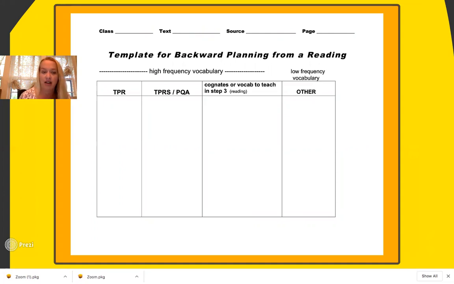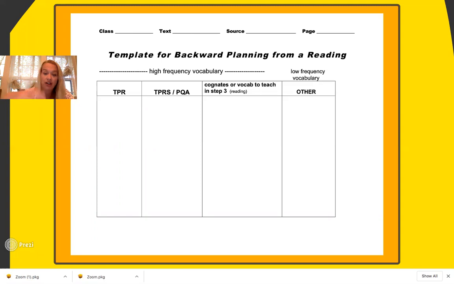The TPR column, total physical response, is TPR. And those are verbs. So you're going to look through your chapter book, and you're going to pick out verbs that are concrete, that they can demonstrate comprehension using actions. The second column is TPRS, teaching proficiency through reading and storytelling, and PQA, which is personalized questions and answers.